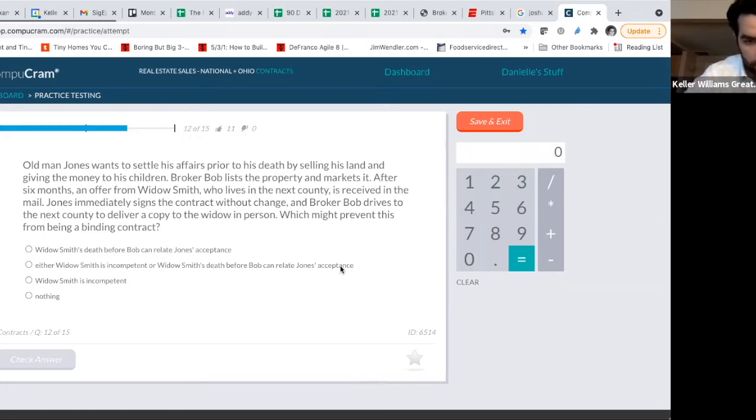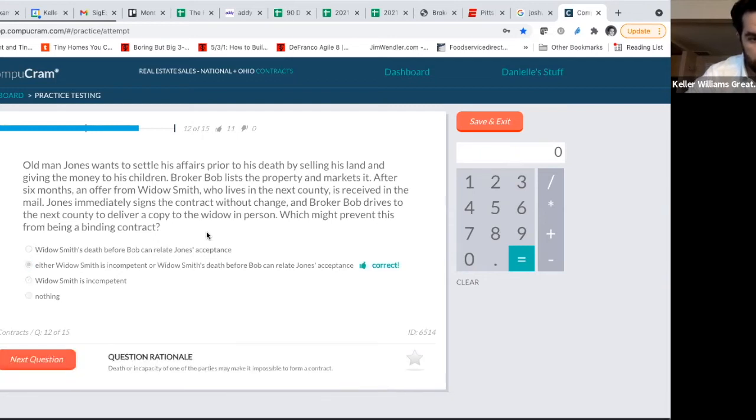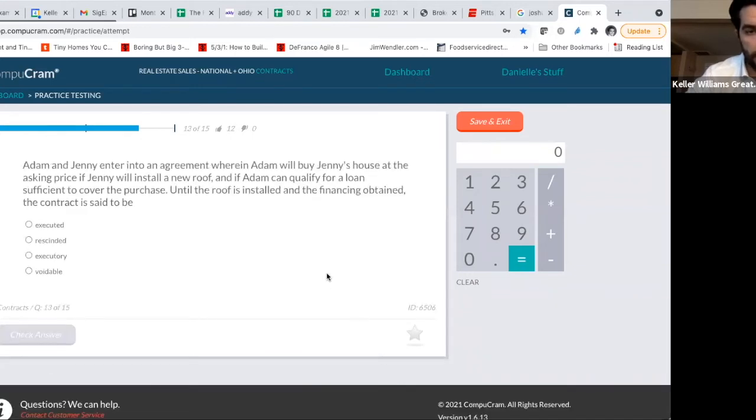All right, looks like everybody's nailed this. Two things can limit the contract from being valid: death or incapacity. Death before acceptance, or the sense that she was incapable or incompetent and therefore could not enter into a contract.